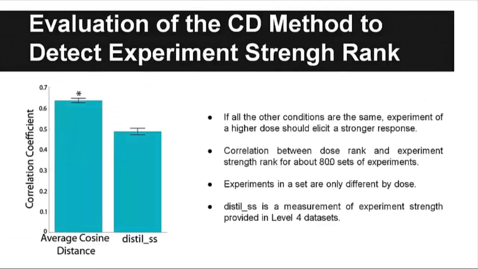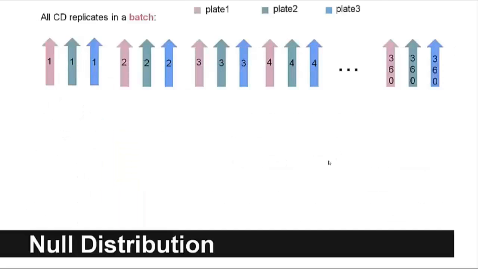But with this average cosine distance, although we can rank experiments from weak to strong, we want to have a cutoff to tell us at which point we define an experiment as significantly strong and which experiments are not significantly strong. So I use a null distribution to generate the cutoff.